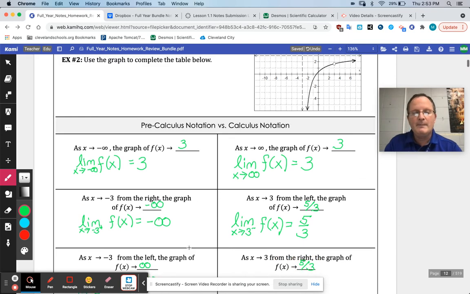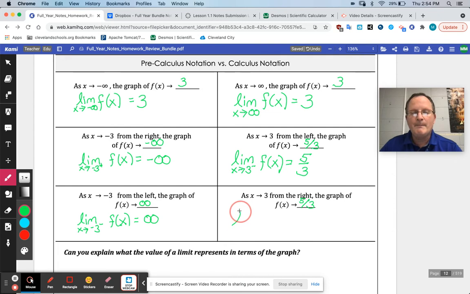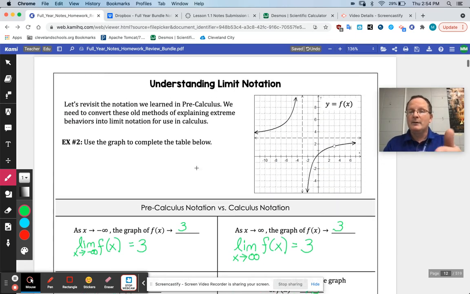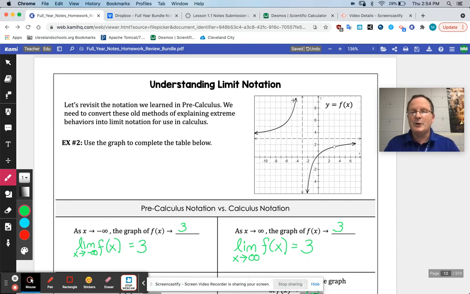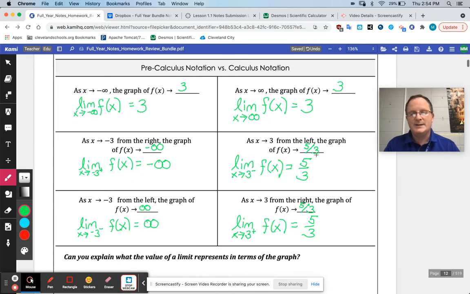All right, how do you write it? You write the limit as x approaches 3 from the right of f of x, which is also 5/3. Same answer as the one directly above. This side had two different answers coming from the left and the right, which is explained by the graph. Coming from the left, you're going up. Coming from the right, you're going down. Those aren't the same. But on this one, coming from the left and coming from the right, we're going to the same point that does not exist.